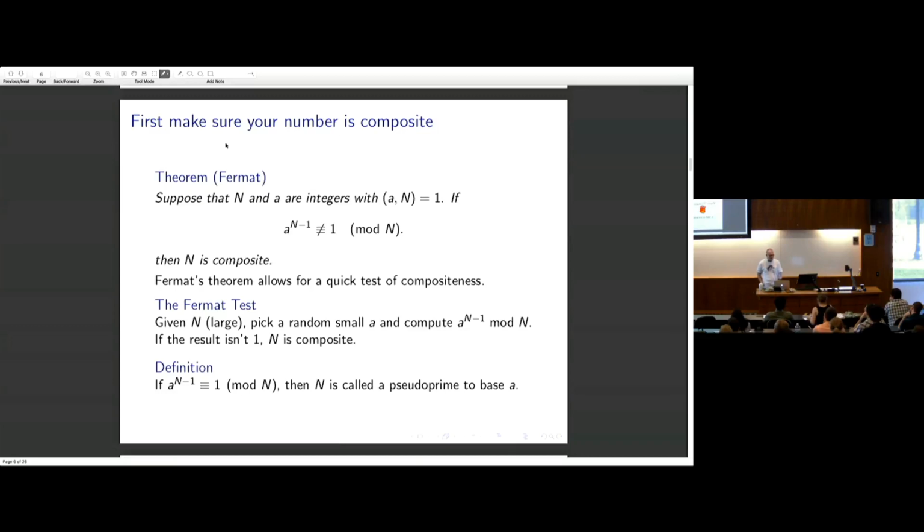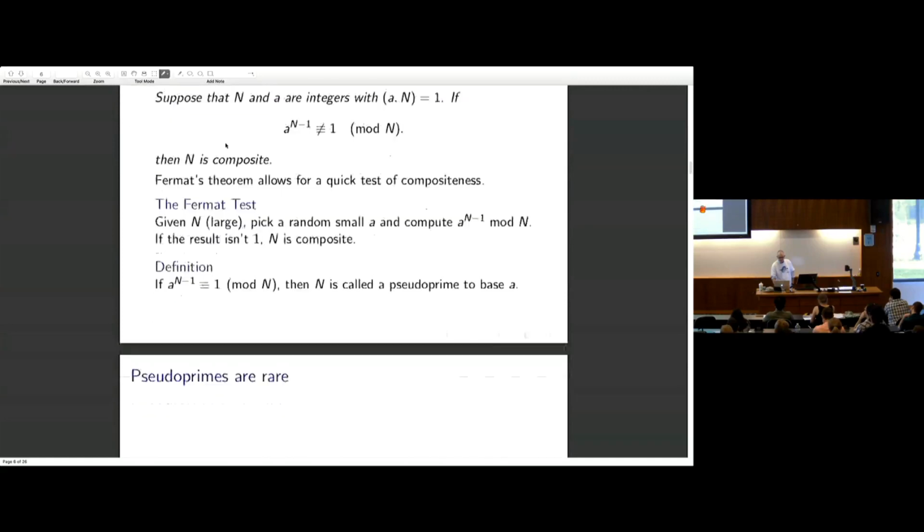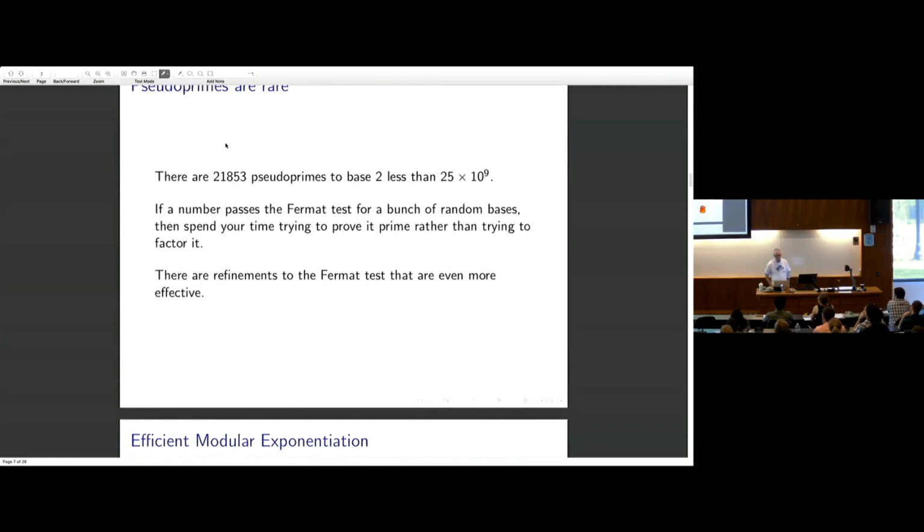So if you try this, and if you do happen to get 1, if a to the n minus 1 is 1 mod n, then n is called a pseudoprime to base a. And these happen, but they're rare. So if you're into this kind of trivia, there are 21,853 base 2 pseudoprimes less than 25 billion. And if you try a few Fermat tests, you can almost always show that your number is composite.